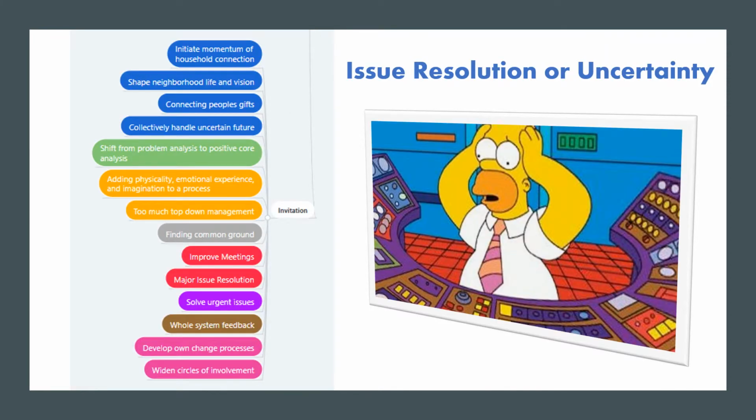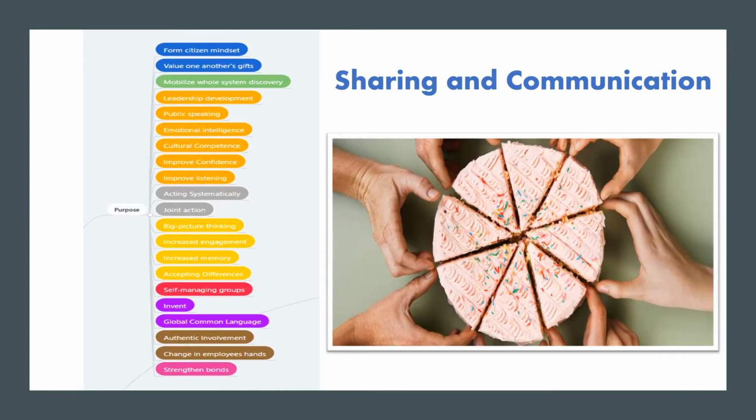The first element, invitation, really answers the question, why are we doing this change method? The trend that I noticed with invitation was that several of the methods explicitly said that the question needing solved was some kind of large-scale issue or issue of uncertainty. The purpose element answers the question about what are the benefits of using this method. The themes that kept popping up during the evaluation of purpose were themes around improved sharing, accountability, and communication.